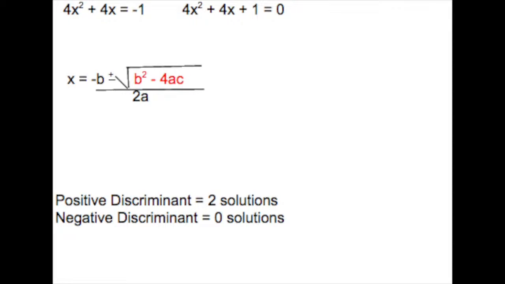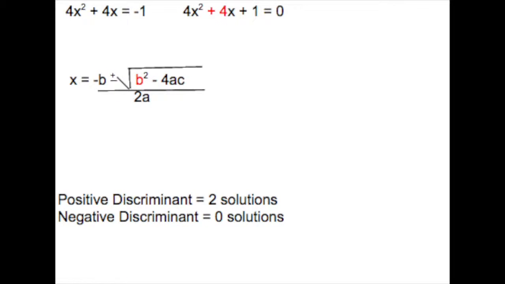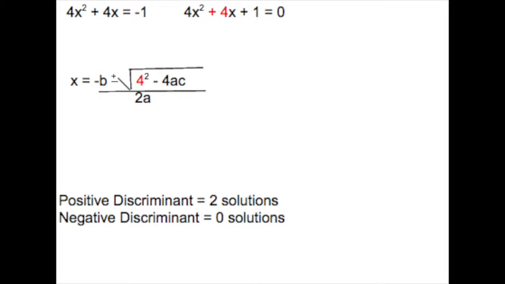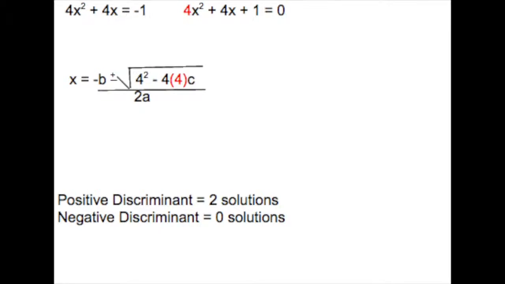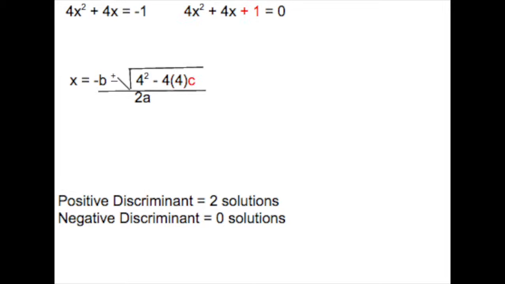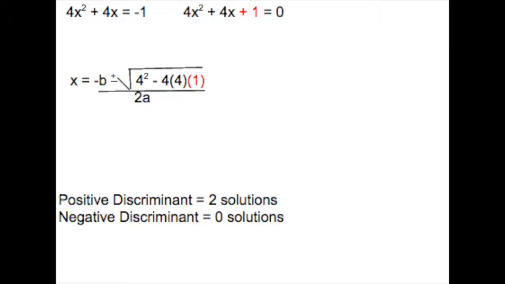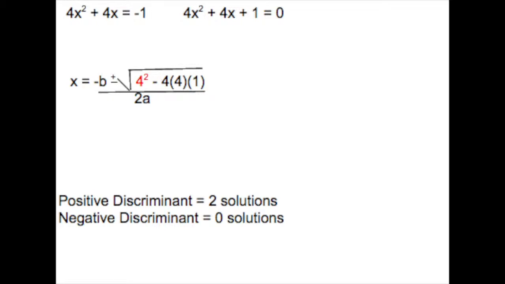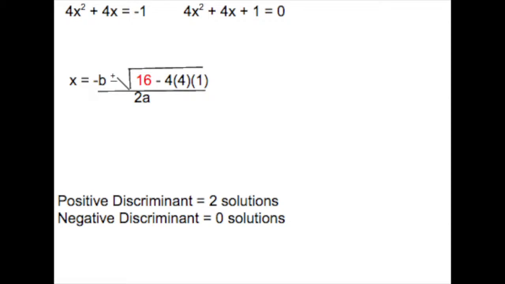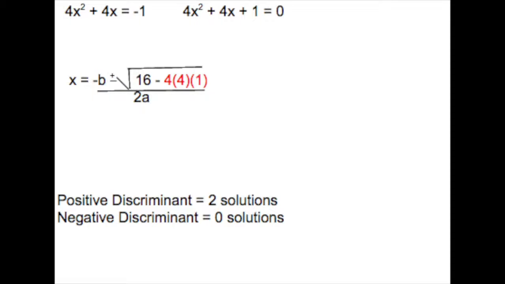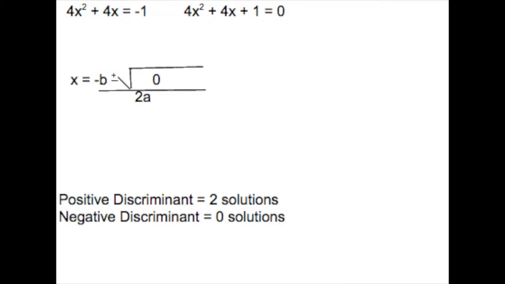Again, we are going to determine the discriminant. B is positive 4, so we will substitute 4 in for b. A is 4, so we will substitute 4 in for a. And c is positive 1, so we will substitute 1 in for c. Now we can simplify. 4 to the second power is 16. 4 times 4 times 1 is 16. And 16 minus 16 is 0. So our discriminant is 0.